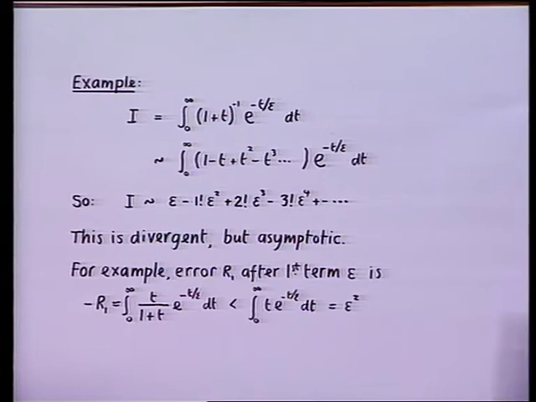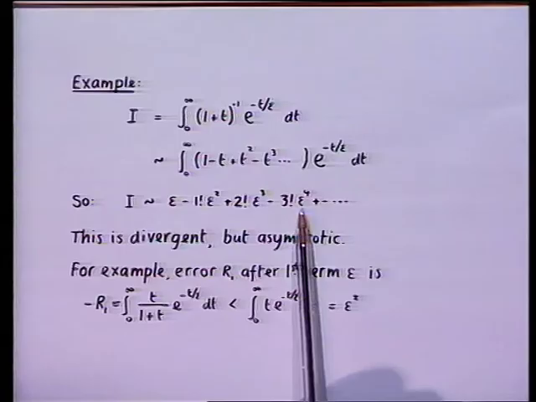In other words, I is given by epsilon together with an error r1 whose magnitude is less than epsilon squared. And so on. We could stop after any term and deduce that the error after stopping after the fourth term, for example, is certainly negligible compared to epsilon to the fourth. And this sort of argument establishes that this expression is indeed an asymptotic representation for the integral I.